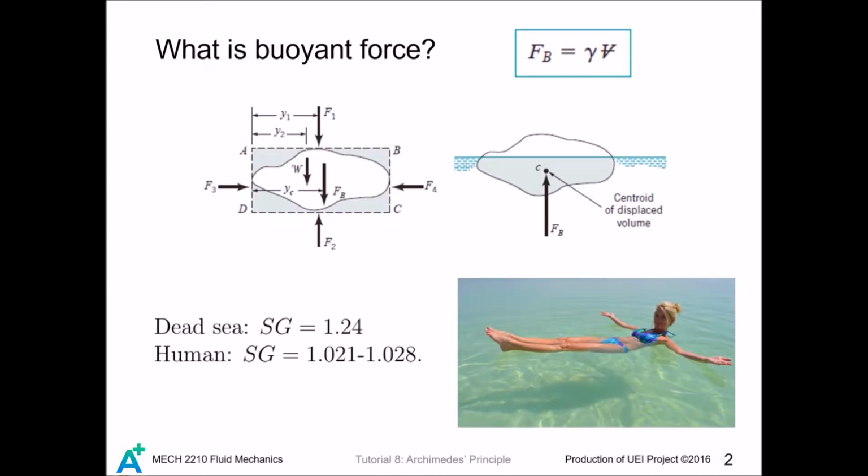If we have an object immersed in a fluid that is denser than the object, then the object experiences an upward force of gamma V, where gamma is the specific weight of the fluid, and V is the displaced volume, not the volume of the object itself.